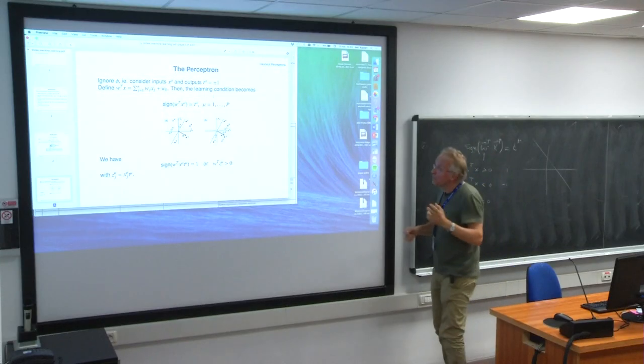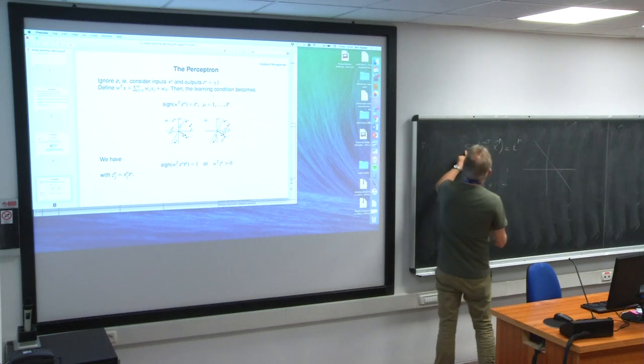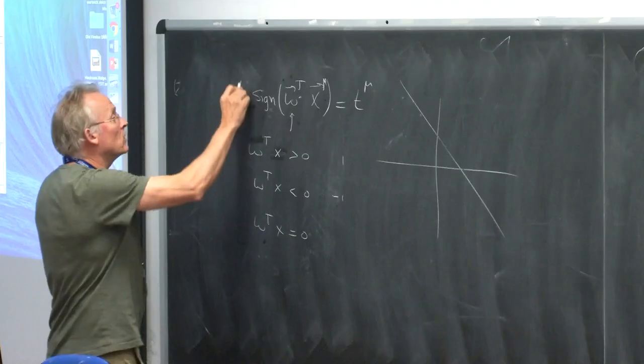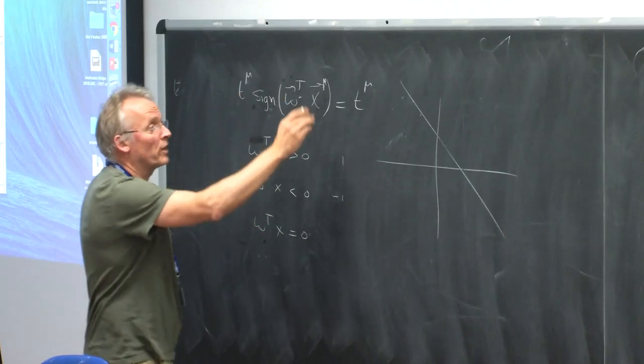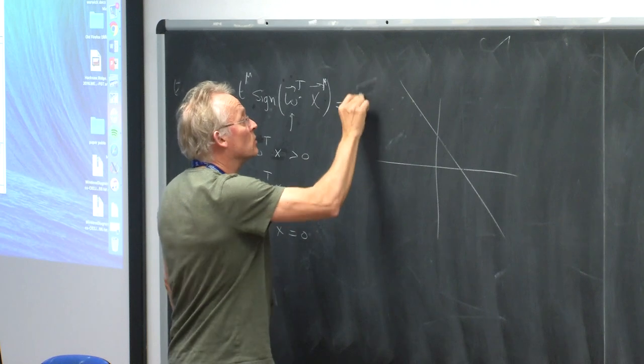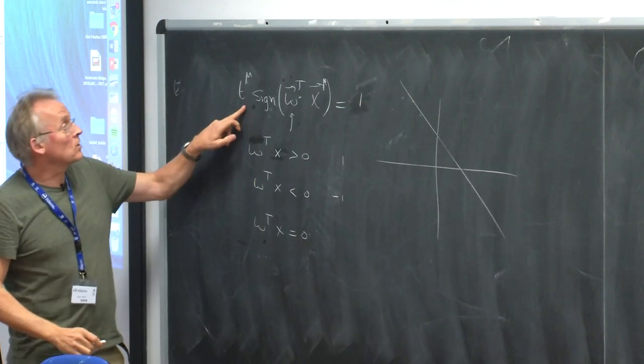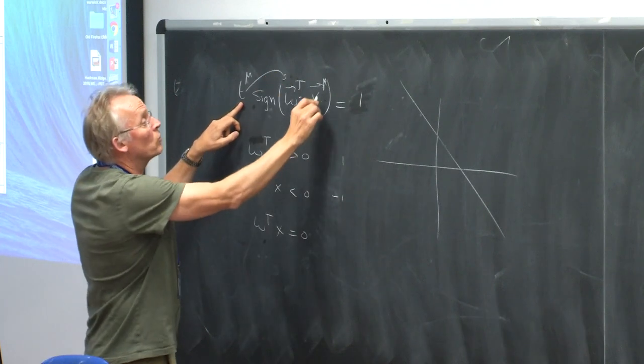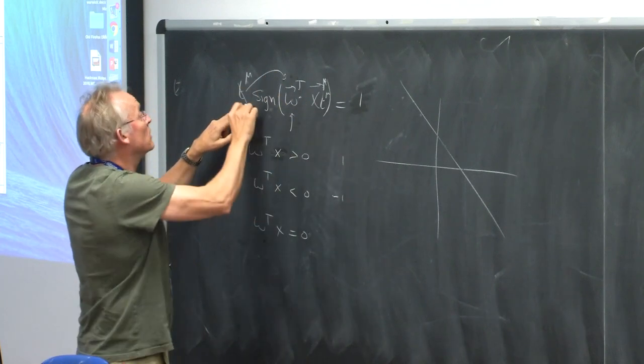Now, we can do a little trick and say, okay, let's multiply this equation on both sides with t mu. So then we get t mu here, and since t mu is plus or minus 1, its square is equal to 1. So we get 1 here. And so this is a sign, this is a plus or minus 1, and so we can take this inside the thing and multiply it here, t mu here, get rid of it here.